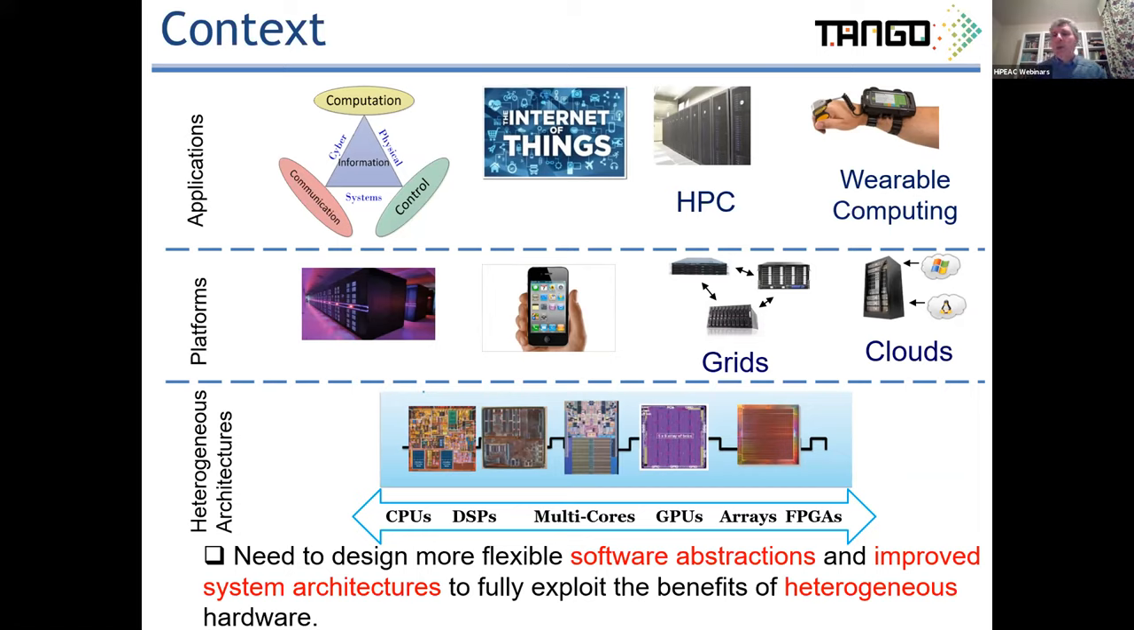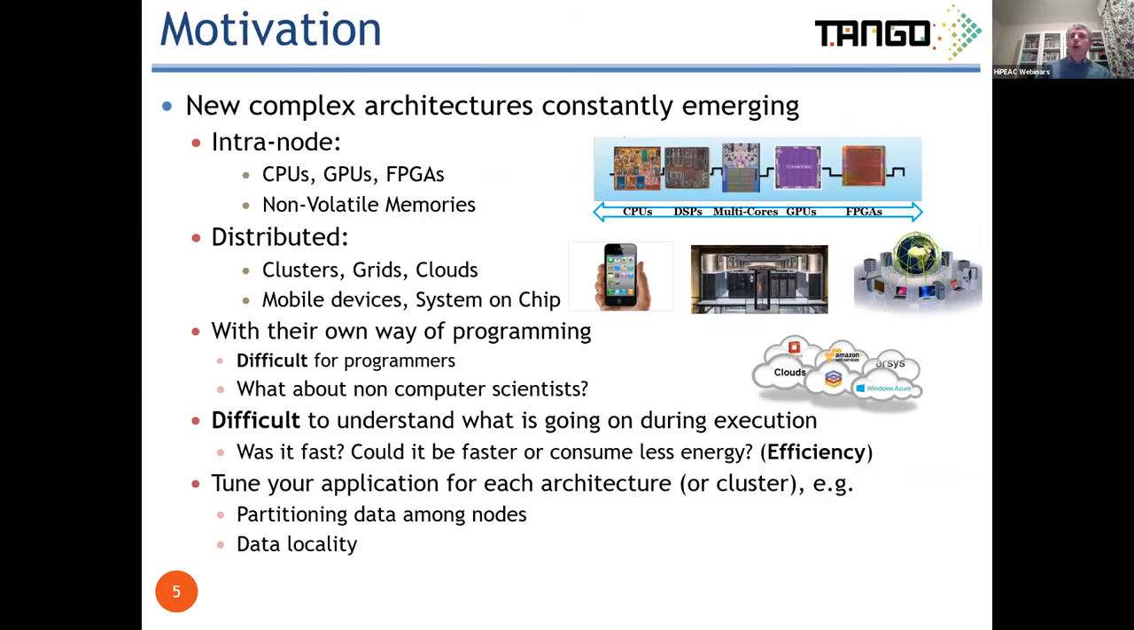So the challenge for everyone is to find or maybe design more flexible software abstractions, and potentially improve system architecture, in order to exploit the benefits of the heterogeneity. Again, heterogeneity could be at the software level or the hardware level. It could be actually anything. So let's focus in this talk on the programming side of things, in the sense that if you are a programmer, you may have your own way of programming and potentially deploying your applications on this heterogeneous architecture.